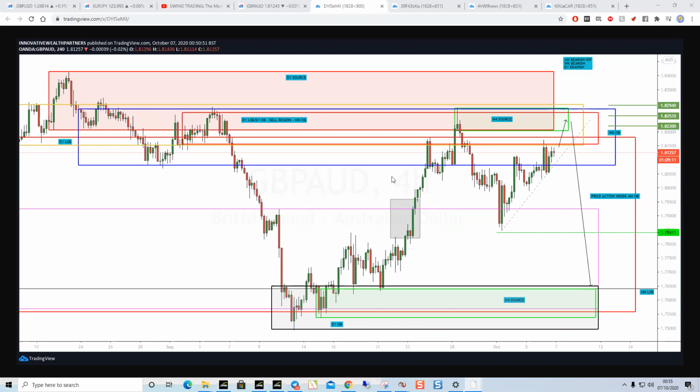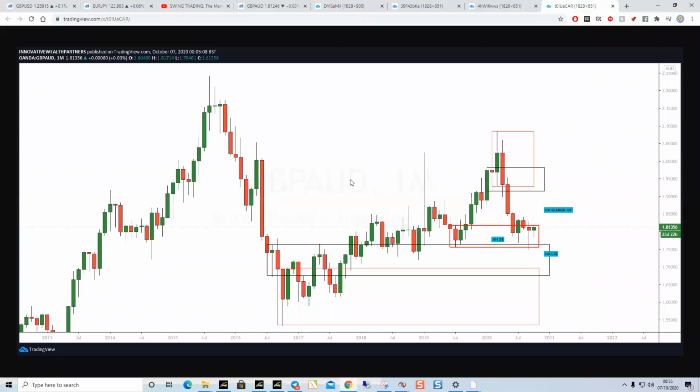So I just happened to find this good setup on pound AUD, and also have one on pound USD. So it's just gonna be a quick video.